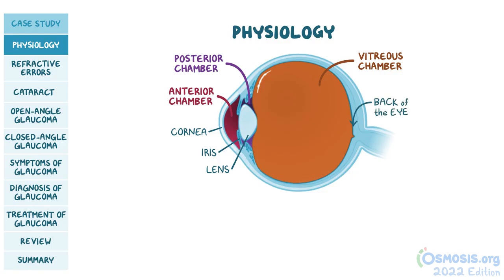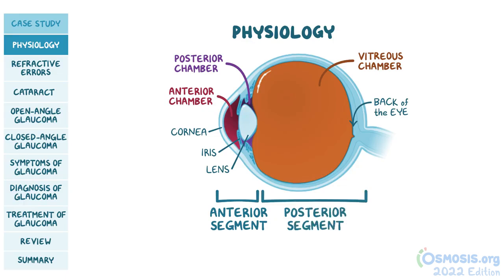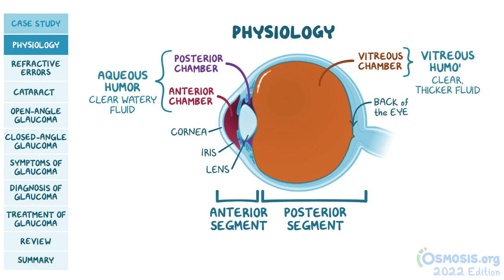Now, both the anterior and posterior chambers are located in the anterior segment of the eye, while the vitreous chamber is part of the posterior segment of the eye. Both chambers in the anterior segment, that is, the anterior and posterior chambers, are filled with a clear watery fluid called aqueous humor, while the vitreous chamber is filled with a clear but thicker fluid called the vitreous humor.